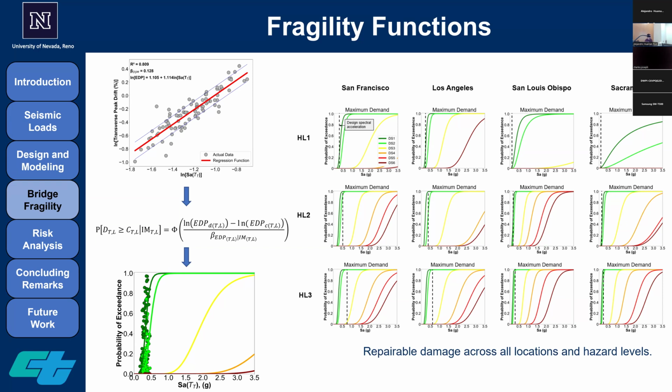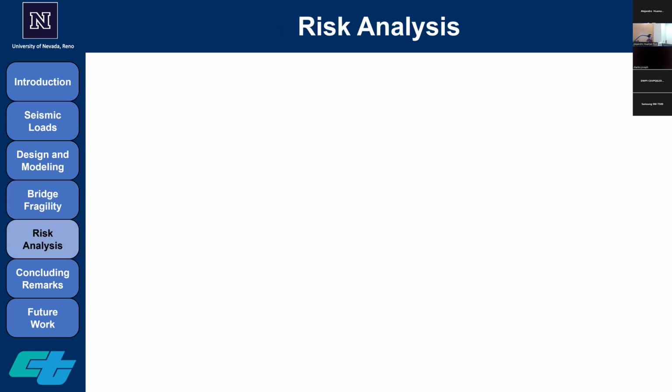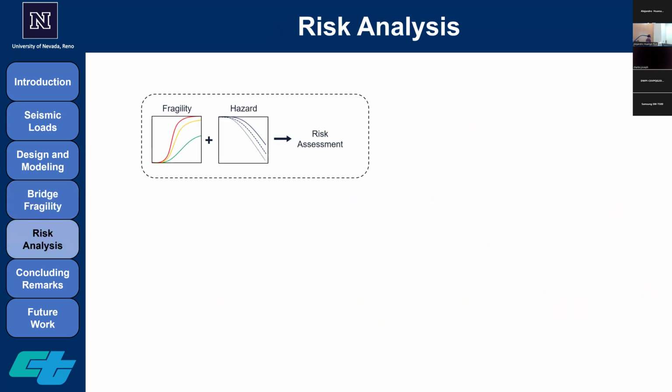So the repairable damage across all locations and hazard levels is seen here. Using these fragilities, if we combine them all together to generate a general fragility curve, and integrate these fragilities with the current existing hazard in our model, you're able to calculate the risk. We have the probability of exceedance for all hazard level locations for each damage state, and by combining these together, we are calculating the risk.